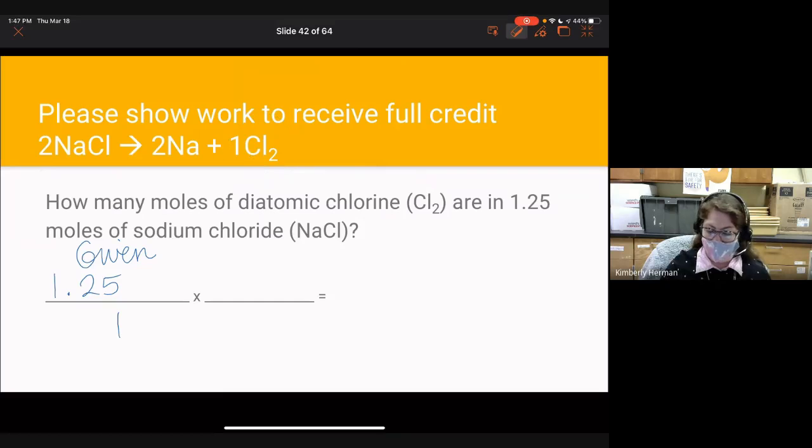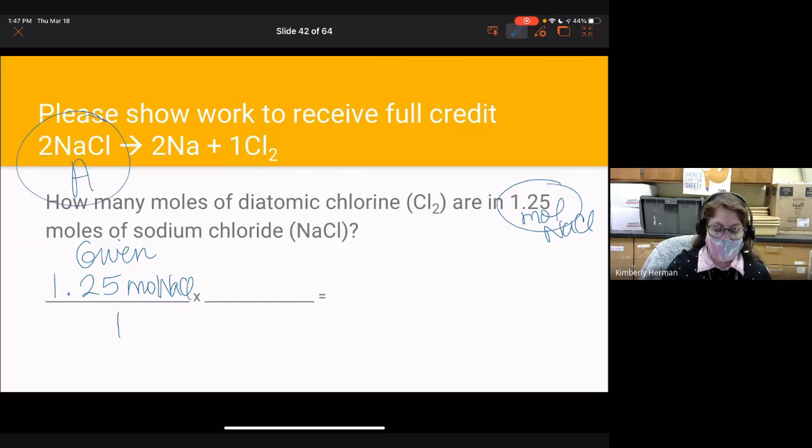I read my number with the wrong one. So we're going to see our 1.25 mol of NaCl will go first. So we have our mole of NaCl. That's going to be our reactant in this decomposition as A. So we're going to write our 2 moles of NaCl on the bottom.